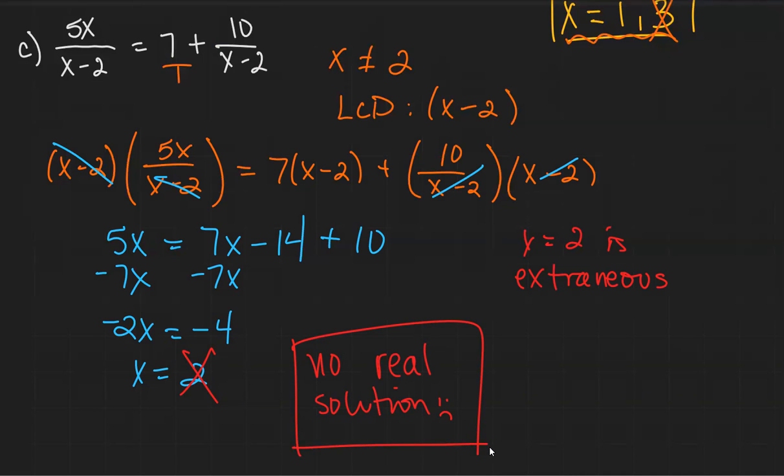Cool. So rational equations, you can have no answer, you can have one answer, you can have two answers. We won't deal with anything more than that for rational equations. But there is your walkthrough for rational equations.